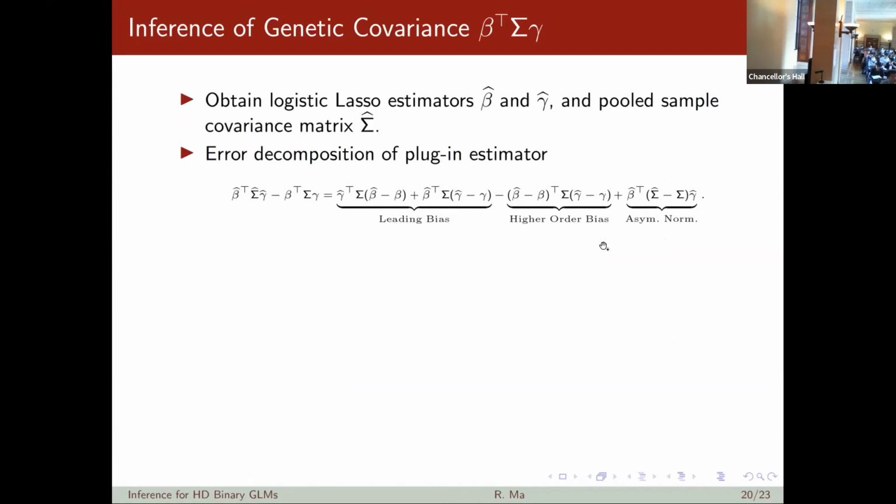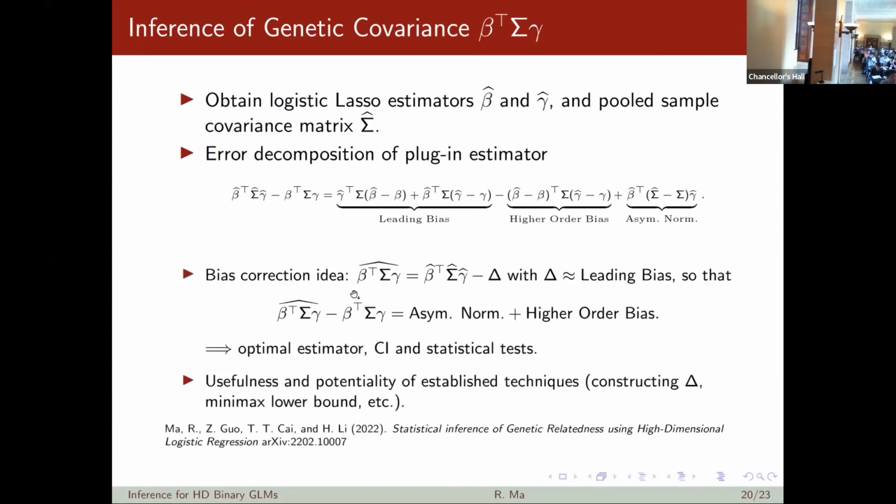And our goal is, again, to design a bias-corrected estimator where we remove the leading bias from this simple plug-in estimator, so that what remains will be only the asymptotic normal term and some higher order bias. And it turns out that we are able to obtain a de-biased estimator, which is provably optimal. And it also has confidence intervals and statistical tests that follow subsequently.